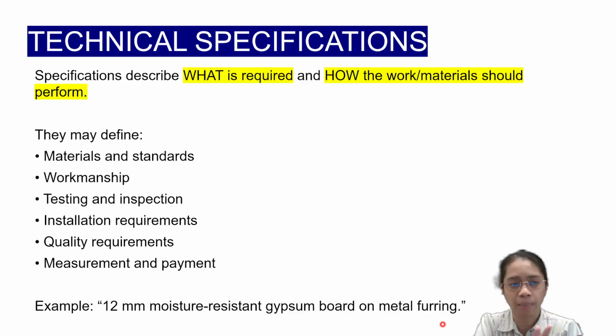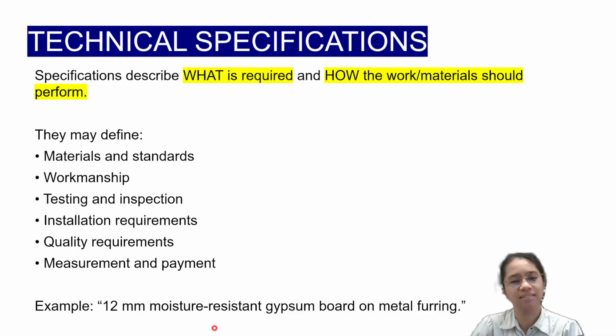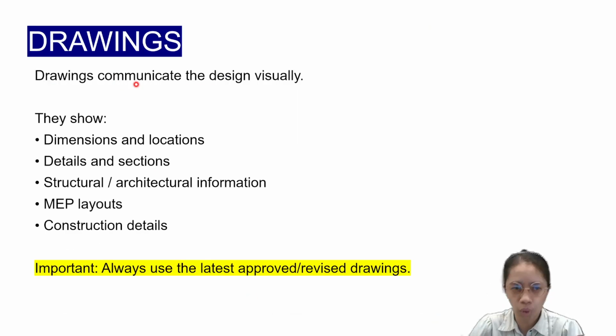As you can see here, what is required to be installed for ceiling works? It is this material. So specific. But in technical specifications, it is through words. On the other hand, through drawings, we can communicate the design visually.